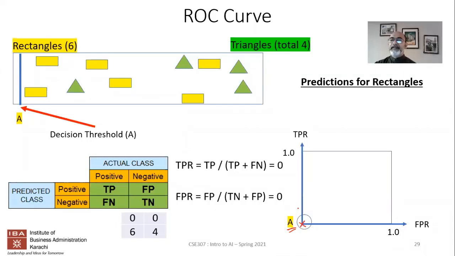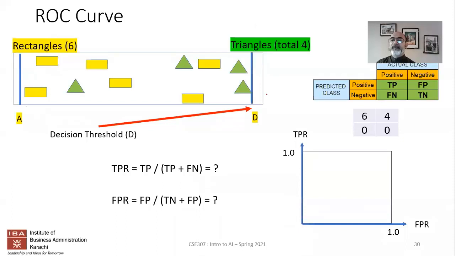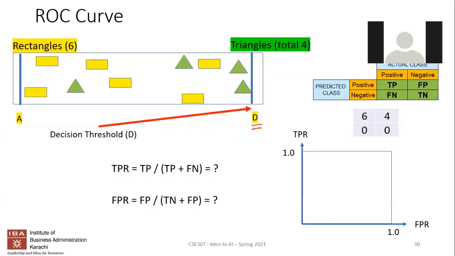Now, similarly, let's take the other extreme, and I'm going to call it decision threshold D. So I think we've got some time left. So here, let's take a look at this case. Now, for decision threshold D, what will be the true positive rate? How many true positives are there?